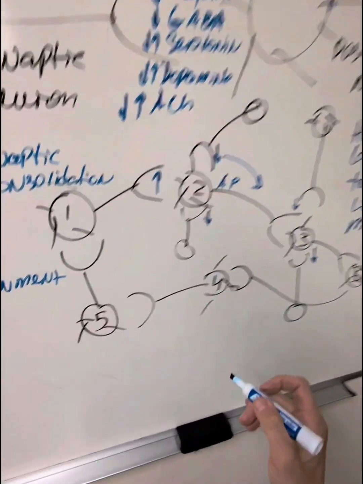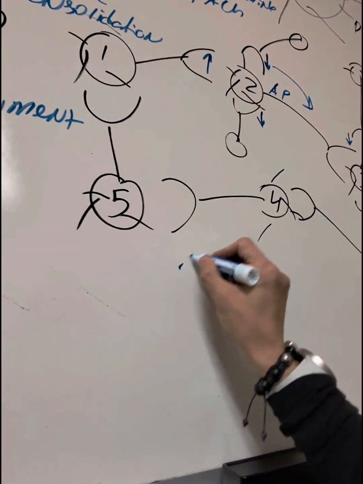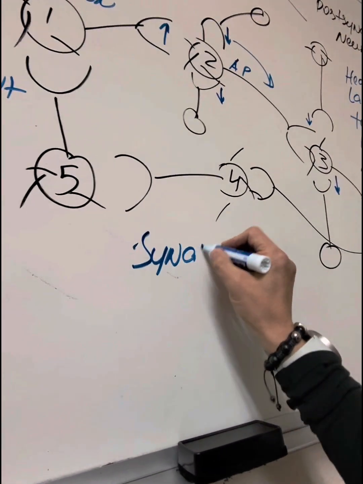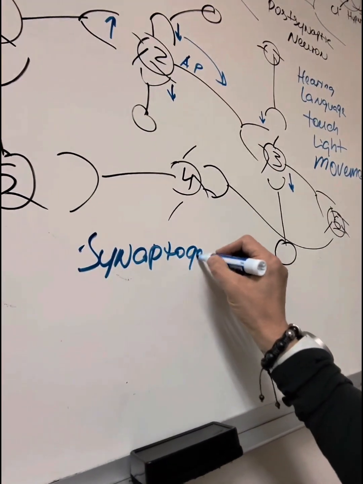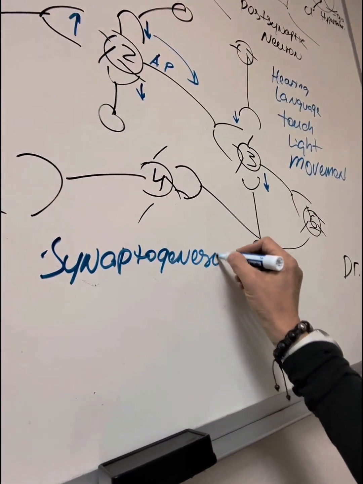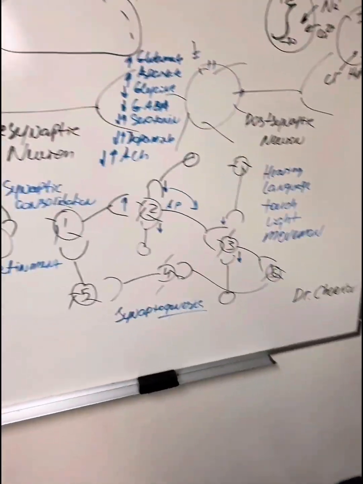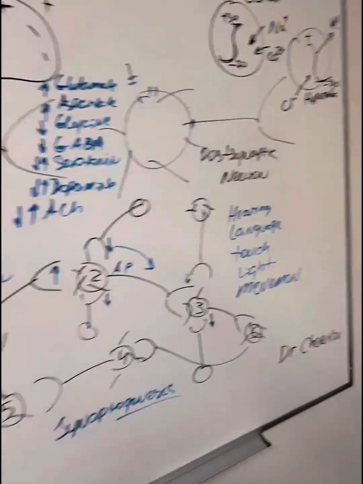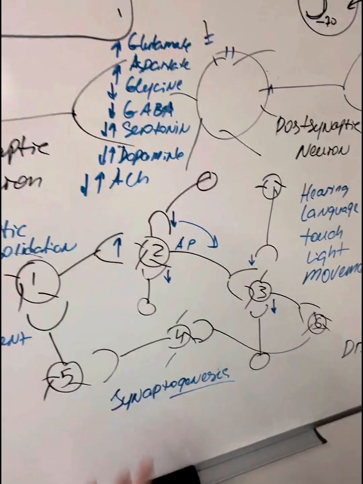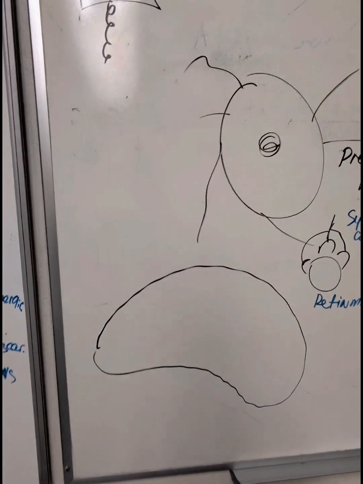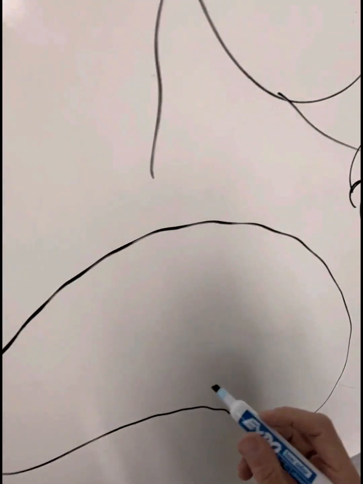So this thing is called synaptogenesis. Genesis, generation: generating synapses between neurons. And refinement. Within the brain there are certain lobes that have responsibilities.